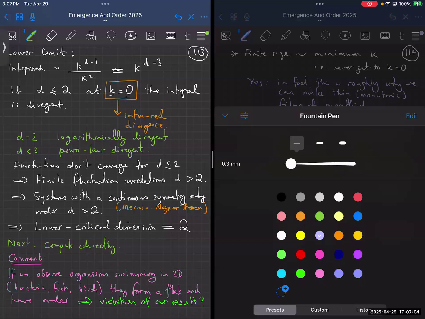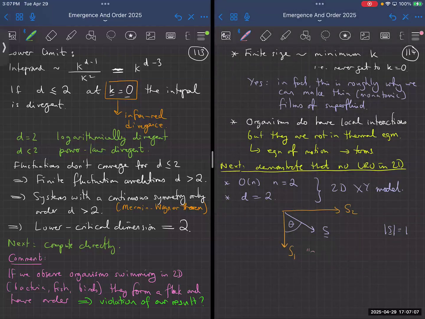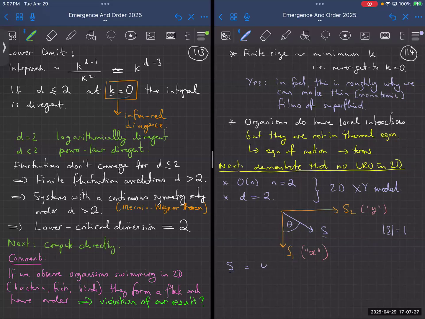So we can think of S1 as being like X and S2 as being like Y. So that's why it's called the XY model. Okay. So we're going to write down the order parameter. Let's see, S is SX. So I changed my notation in my notes. Bad idea. Let me try not to confuse you. SX and SY. So it's a two-dimensional vector like that.